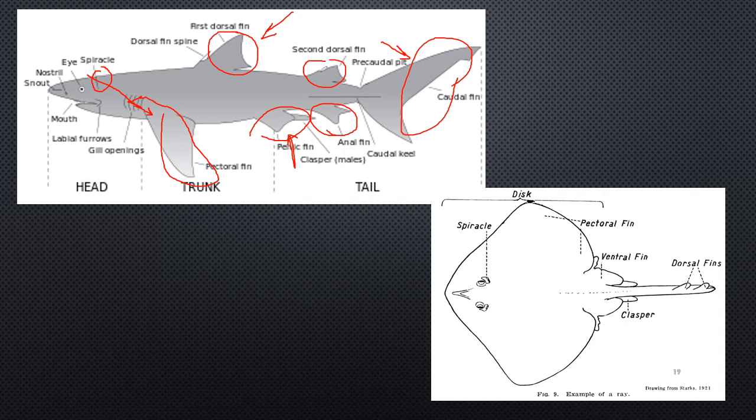In our rays and our skates, the flattened body and the rear spines of the rays make their swimming motion unique and completely different from that of sharks. So particularly in rays, their large flattened body becomes fused with the pectoral fins. So it's what makes up this disc.